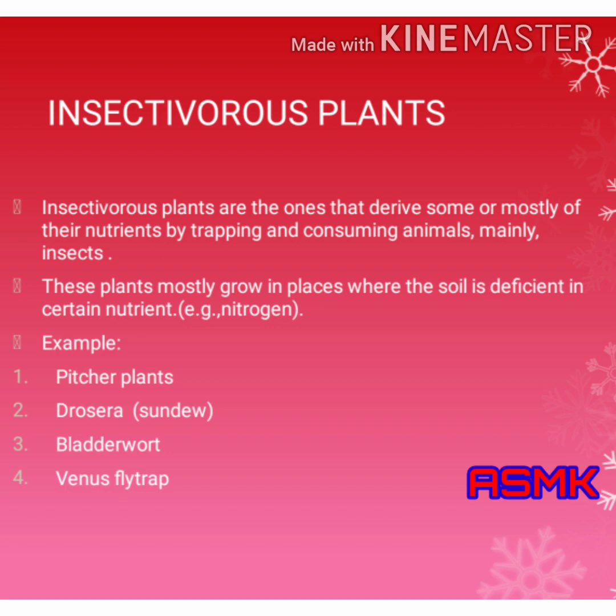Insectivorous plants. Insectivorous plants are the ones that derive some or most of their nutrients by trapping and consuming animals, mainly insects. These plants mostly grow in places where the soil is deficient in certain nutrients, for example nitrogen. Examples of insectivorous plants: pitcher plants, Drosera, bladderwort and Venus flytrap.